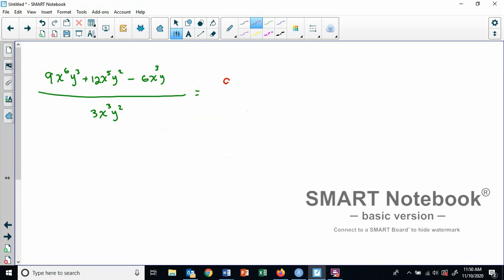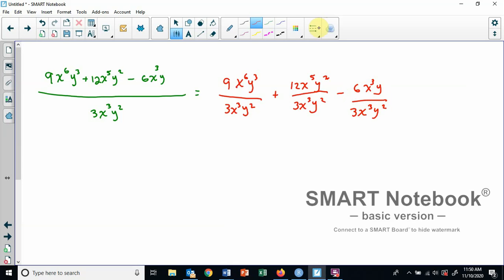Everybody gets divided by 3x to the 3rd y squared. So let me write this out carefully, being sure not to miscopy any of the terms. Make sure I copy them correctly. 12x to the 5th y squared over 3x to the 3rd y squared minus 6x to the 3rd y over 3x to the 3rd y squared. Okay, so I've written it out as 3 separate divisions.